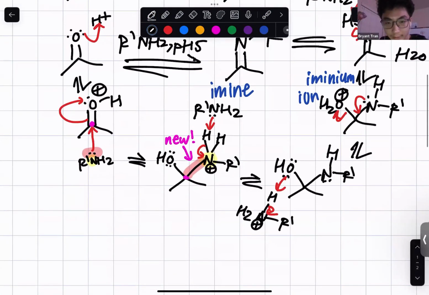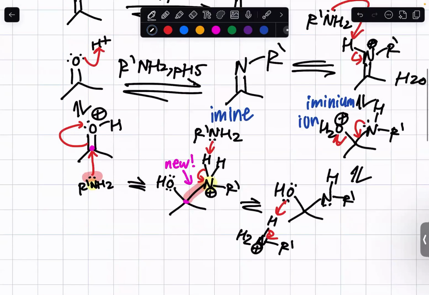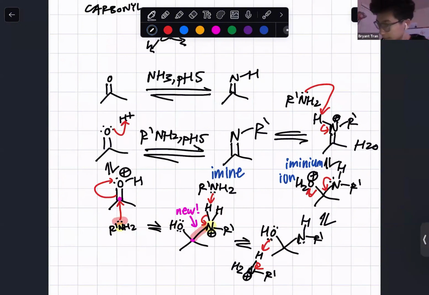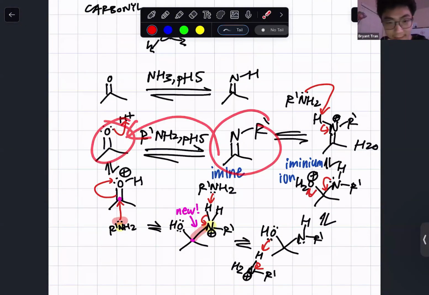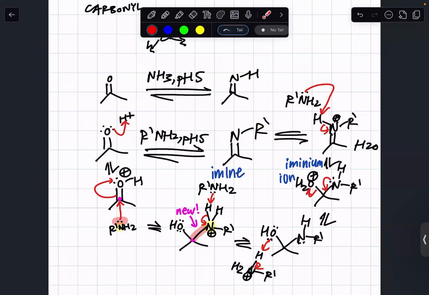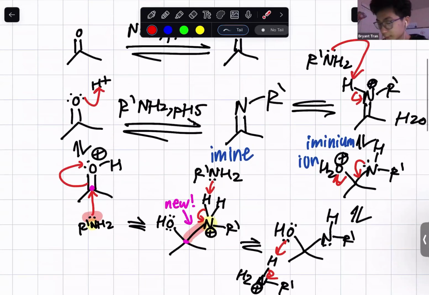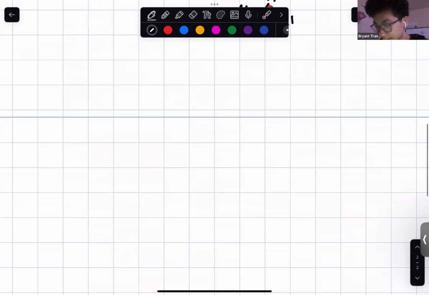Okay. Alright, can you zoom out? Yep. Did he also go over the reverse mechanism on how to convert the imine back into the carbonyl with water and acid? I think he mentioned it, but never. Okay. Yeah. So it's a very similar mechanism.